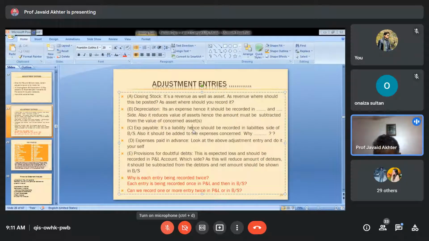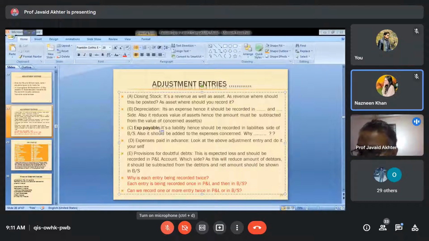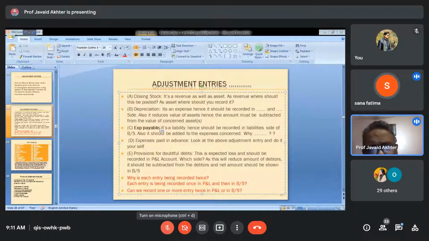Now there is a possibility that when you are finalizing your account, several expenses could be payable. Expenses were due, but we did not pay for any reason. Can you give me some example of expenses payable? Salary, rent. Rent not paid, everything could be payable. And in reality, it does happen.